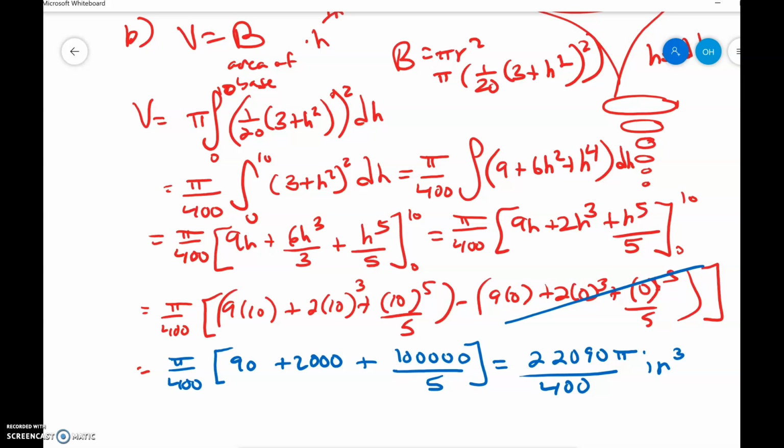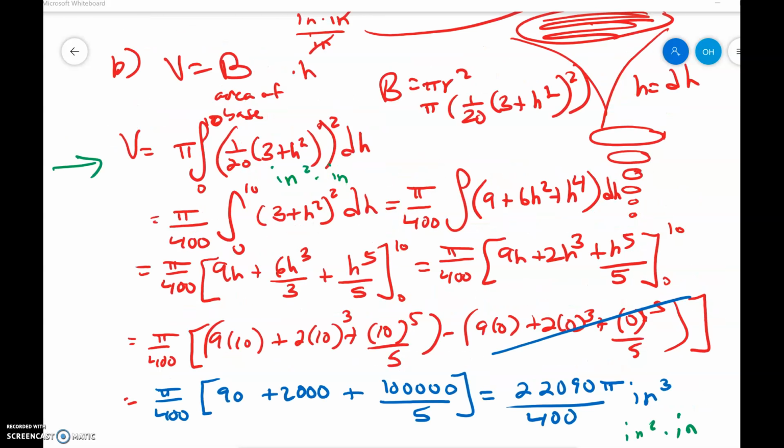Okay. And again, going back to dimensional analysis perspective on why that makes sense, if I go back up here, this is my radius squared, which ends up giving me inches squared. And then I'm multiplying by dh, delta h, which is times inches. So I end up with inches cubed when I do inches squared times inches.